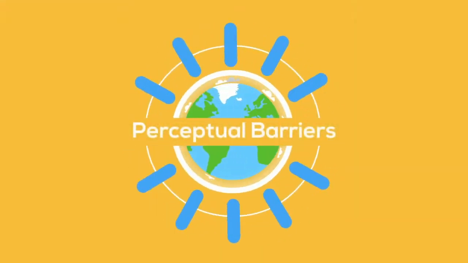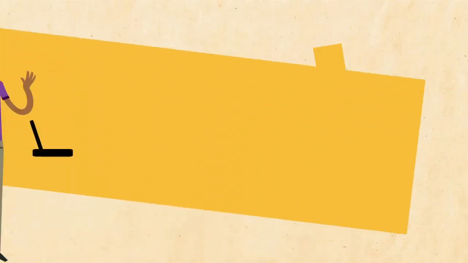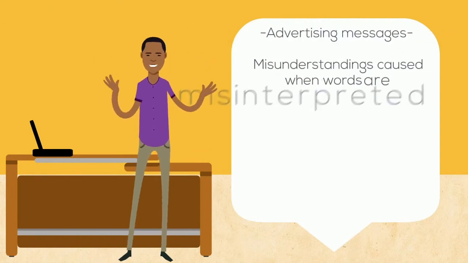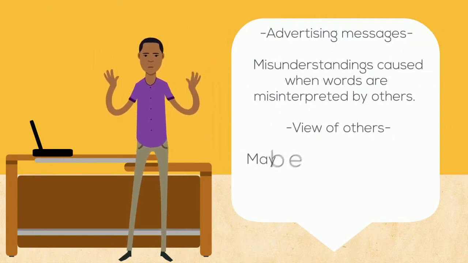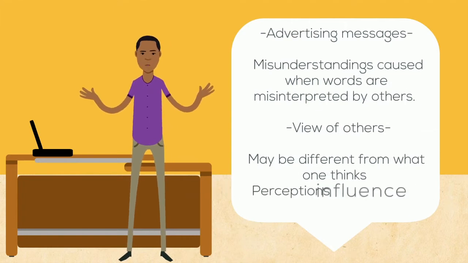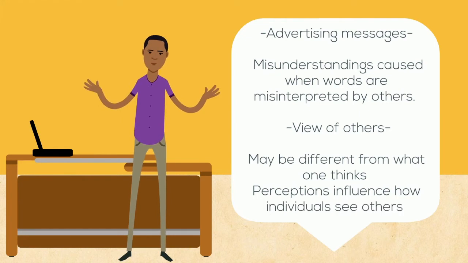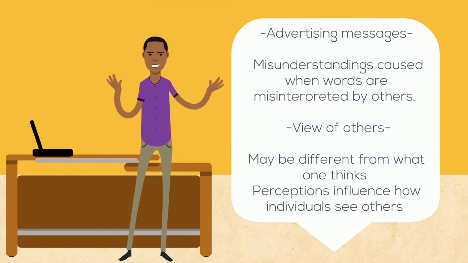Perceptual barriers. Perception is a person's view of reality. It can influence their judgment and decision making. For example, Japanese stockbrokers who perceive that the chances of improving their career would be better with US firms have changed their job. Advertising message. Some advertising can cause misunderstanding as it is misinterpreted by others.